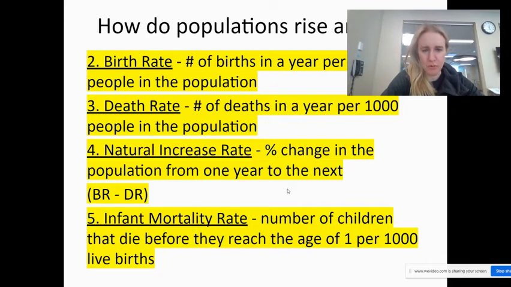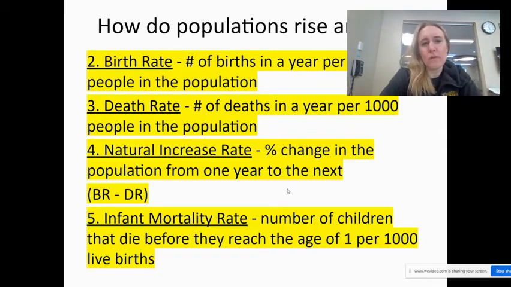So the first one is birth rate. When we talk about how populations rise and fall worldwide, there's really only two ways to change the population. There's one main way to add to the population, and that's by babies being born. When babies are born, they add to the population of a particular area. And when people die, that subtracts from the population.